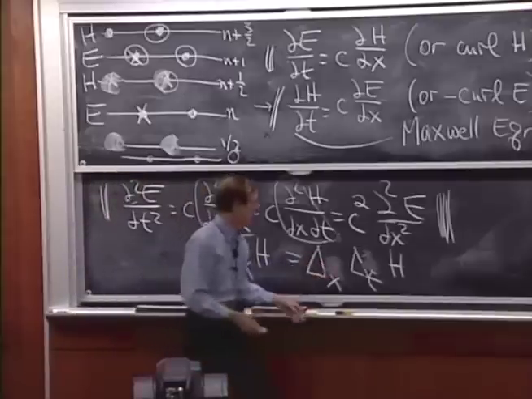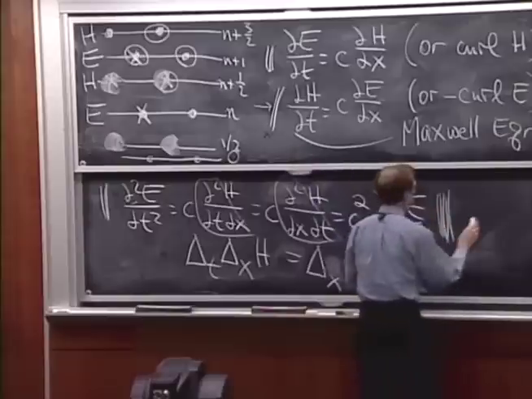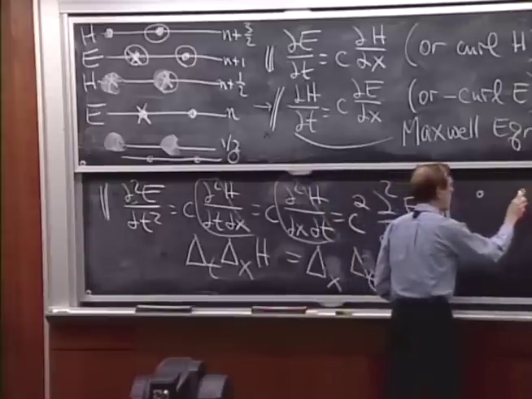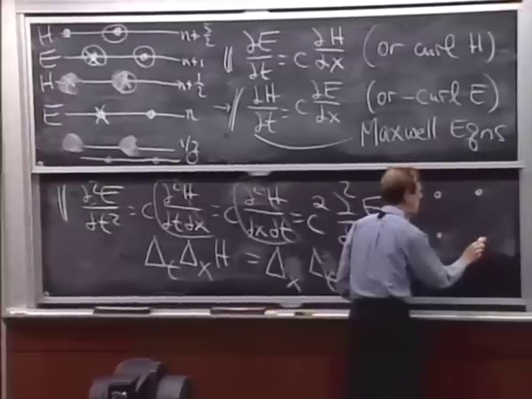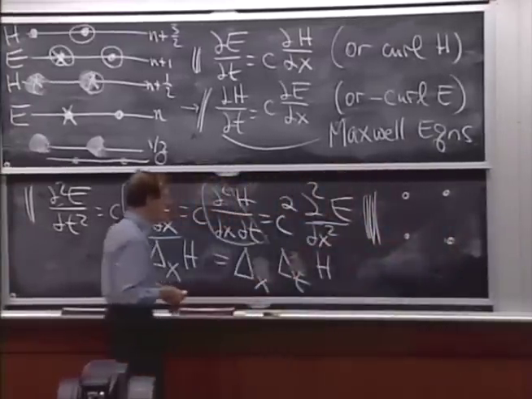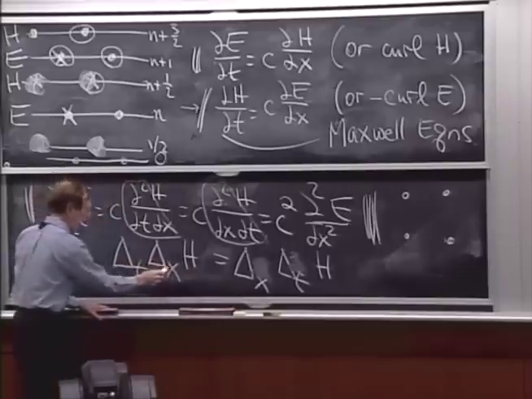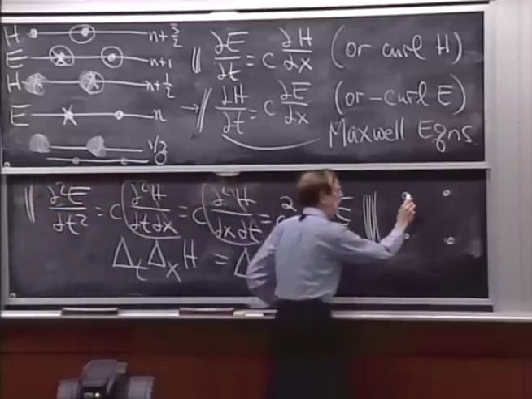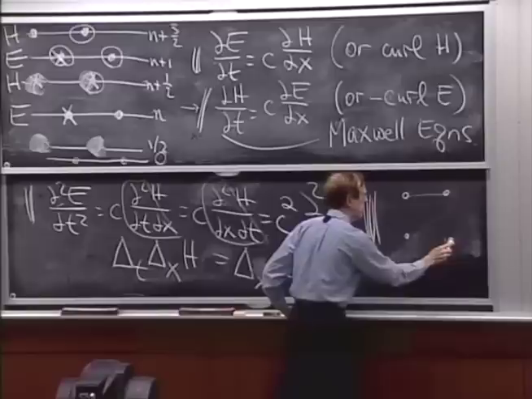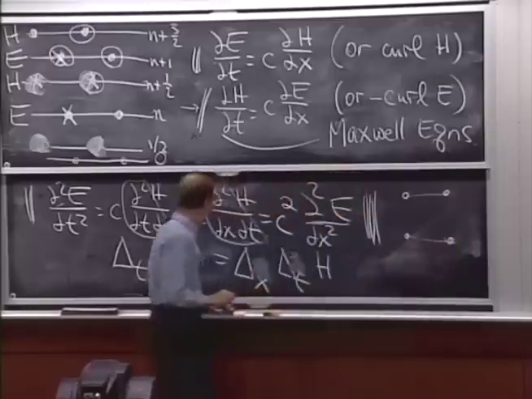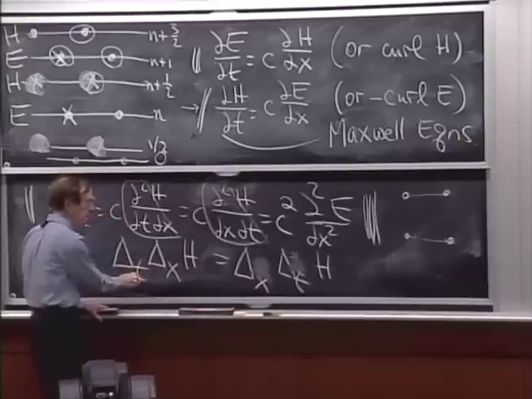Let's just see what this means. Let me redraw these 4 points. These are h at all those points. So this says, figure out the space differences. So this minus this, and this minus this, and then take the time difference of those.